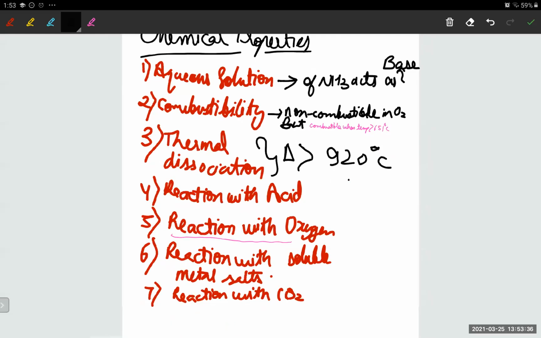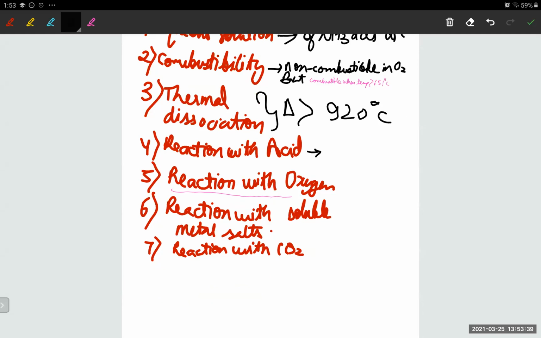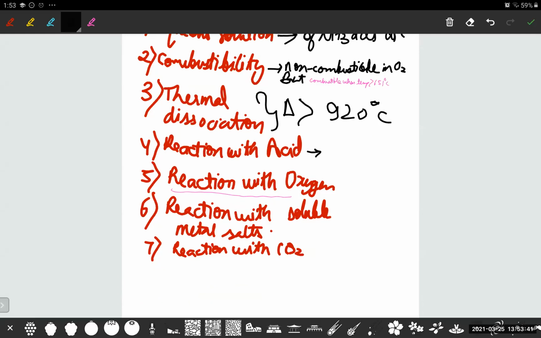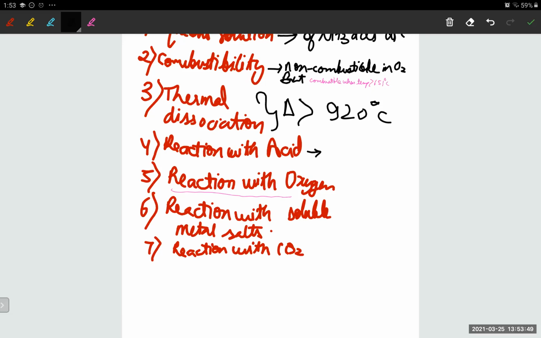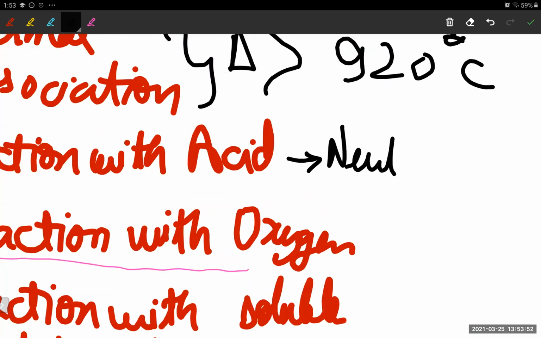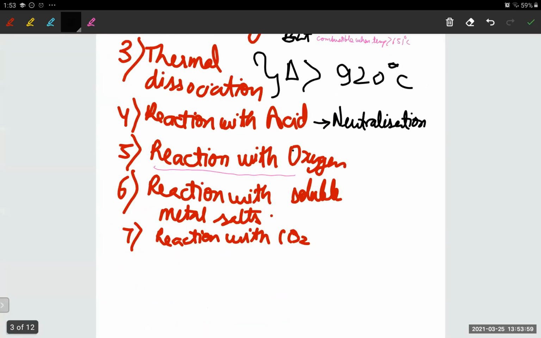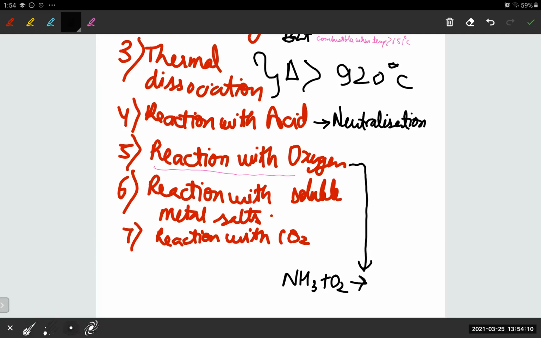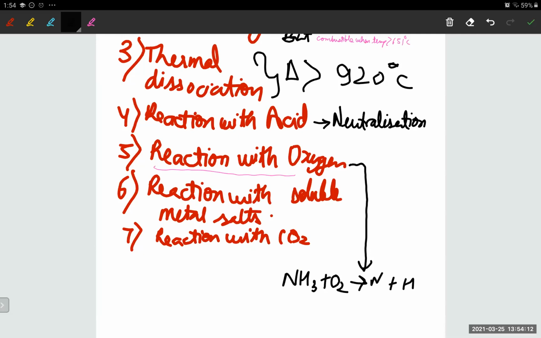Next, we talk about the reaction with acid. What is the reaction of NH3, that is ammonia, with acid? Neutralization reaction will happen because it is like a base. So neutralization reaction will happen. Reaction with oxygen, what will be the reaction with oxygen? I'll write it down. The reaction with oxygen will be NH3 plus O2 will give us nitrogen plus water.